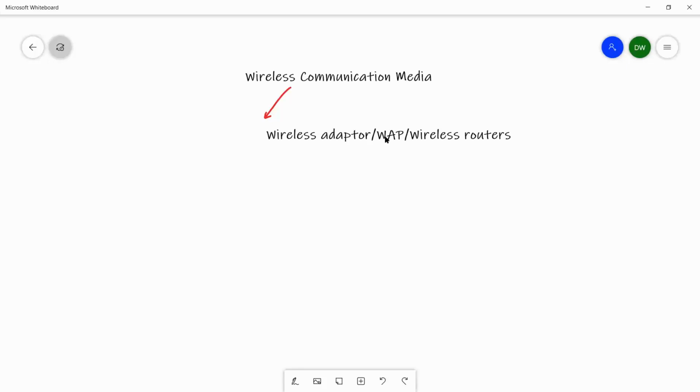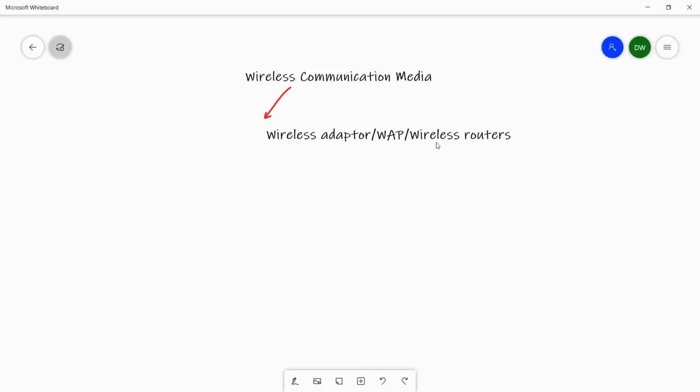And the second option we have is the wireless access point. A wireless access point allows you to connect devices within the same network. That means if you have a local area network, within that local area network we can use a wireless access point to allow wireless devices to be connected through this.